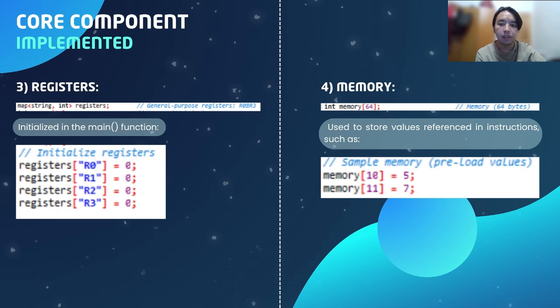Thirdly, the registers are initialized in the main function, which is to register R0, R1, R2, and R3. And lastly, there's the memory, which is used to store values referenced in the instructions, such as memory 10 and memory 11, which are 5 and 7 respectively.